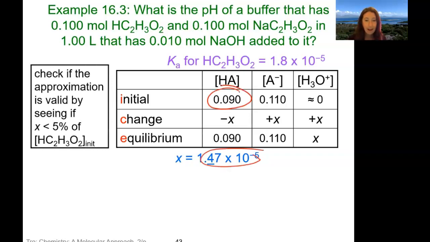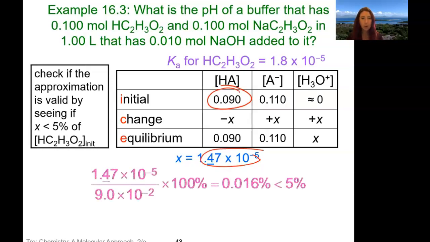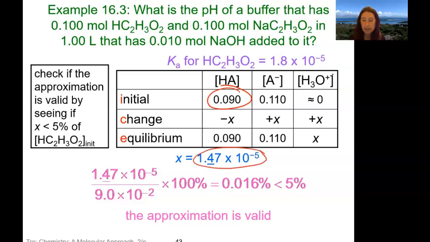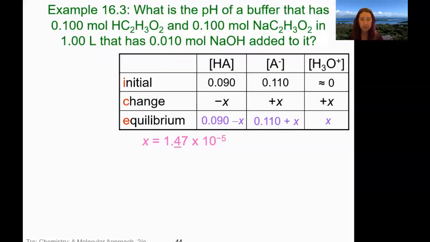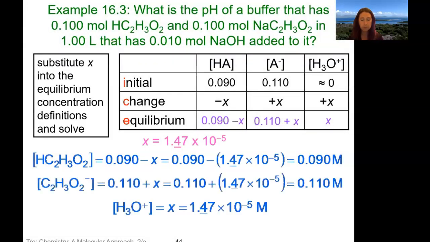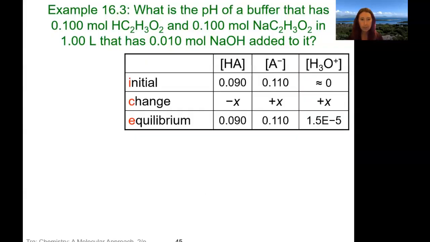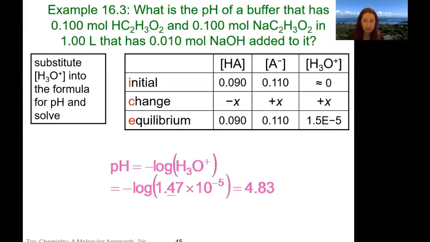This divided by this top box here. Does X is small work? Yes, it does. Then we just need to take the negative log of this because this is H3O+. So we take the negative log of 1.47 times 10 to the negative 5, and we get 4.83. Okay, that's using the ice table.